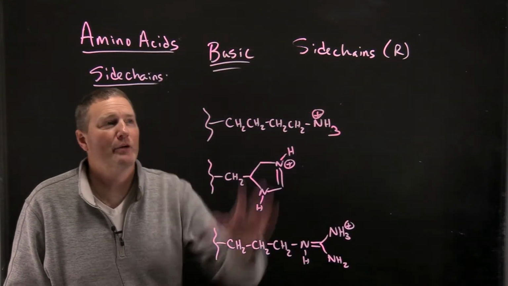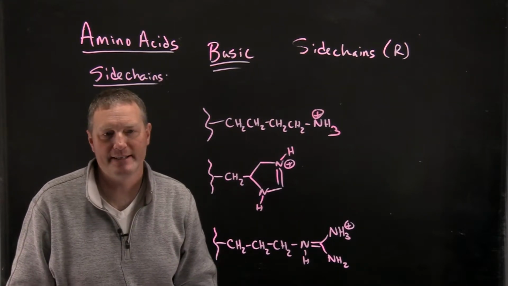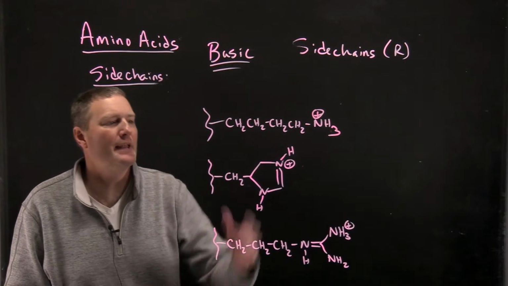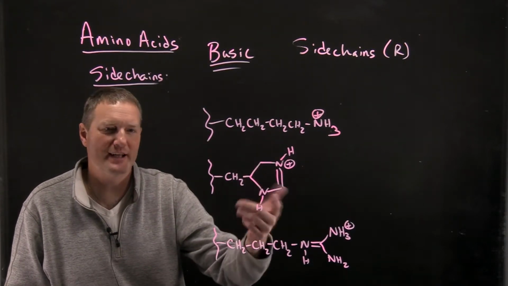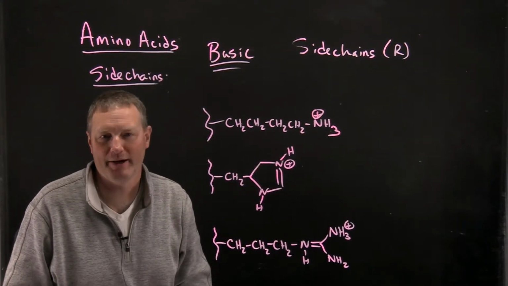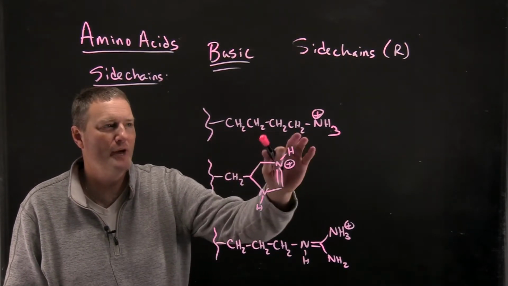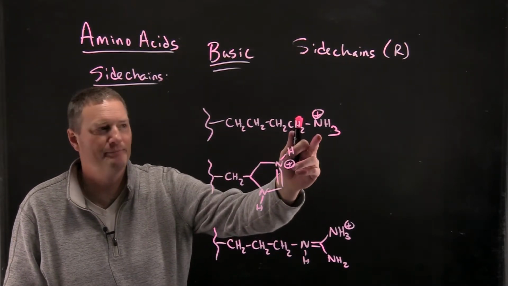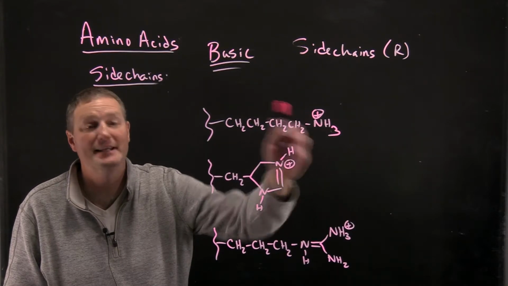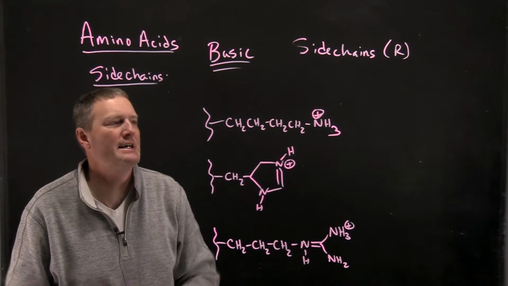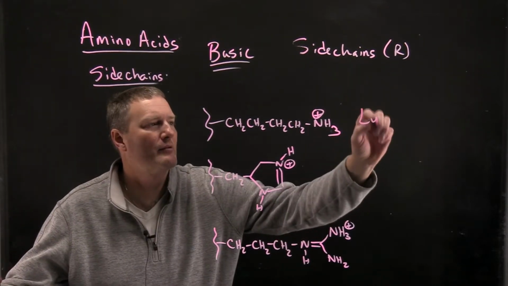So what I've drawn here are what are called the basic side chains. These are side chains that all contain nitrogenous bases. Now, just for simplicity, I've drawn these out as they would appear at physiological pH. So this first one has a long 4-carbon chain and terminates in an amine. But I've drawn the amine as the ammonium ion, because that's what it would look like at physiological pH. This is called lysine.